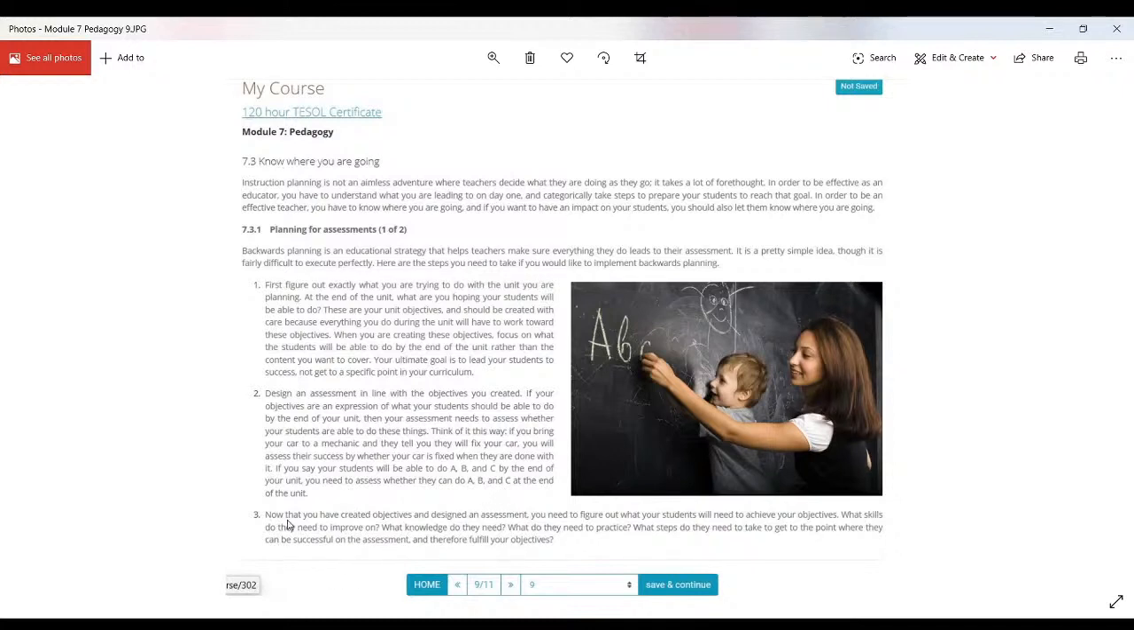All right. Third, now that you have created objectives and designed an assessment, you need to figure out what your students will need to achieve your objectives. What skills do they need to improve on? What knowledge do they need? What do they need to practice? What steps do they need to take to get to the point where they can be successful on the assessment and therefore fulfill your objectives? Save and continue.